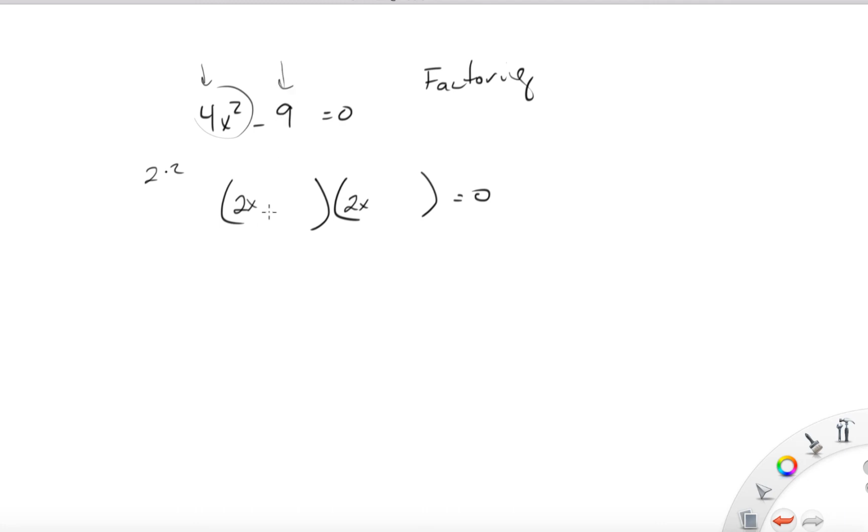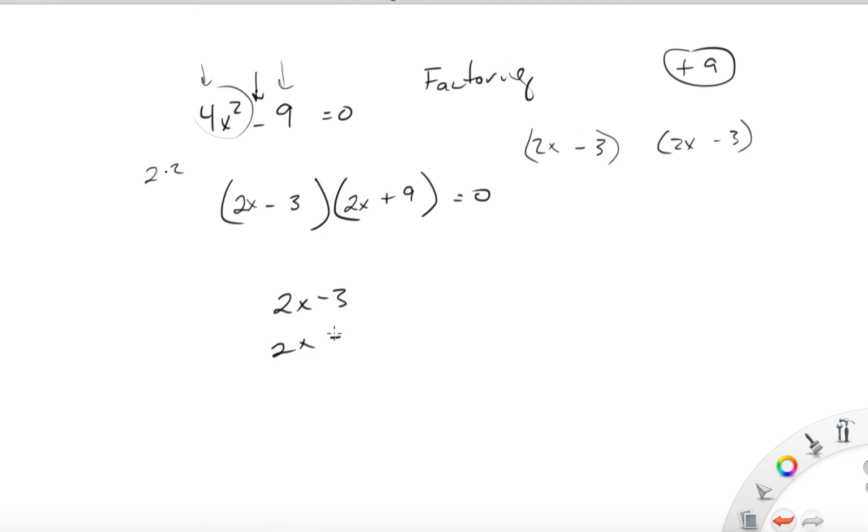Now, how do we get a negative 9? Well, we have to have the conjugate pair. We have to have a negative 3 and then a positive 3. If we had two negative 3s, 2x minus 3 and 2x minus 3, the negative 3s together are going to give us a positive 9, which doesn't answer that negative. So the conjugate pair is 2x minus 3, 2x plus 3. Sorry, this should be a 3, not a 9. There's the pair, a negative and a positive. There's our answer. Really simple.